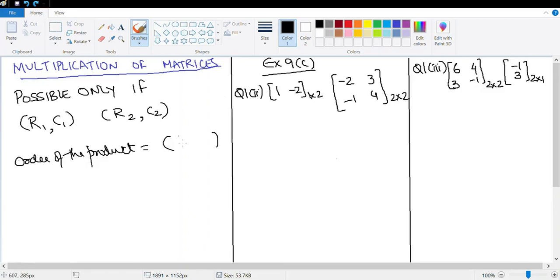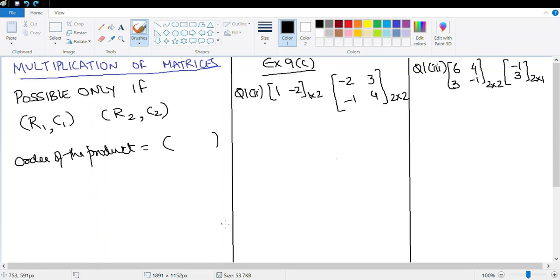Hi guys, let's start with the new topic, multiplication of matrices. Till now we've learned how to add and how to subtract, and we've also learned how to multiply a matrix with a scalar quantity, which means a number. Now let's see how we can multiply matrix 1 with matrix 2.